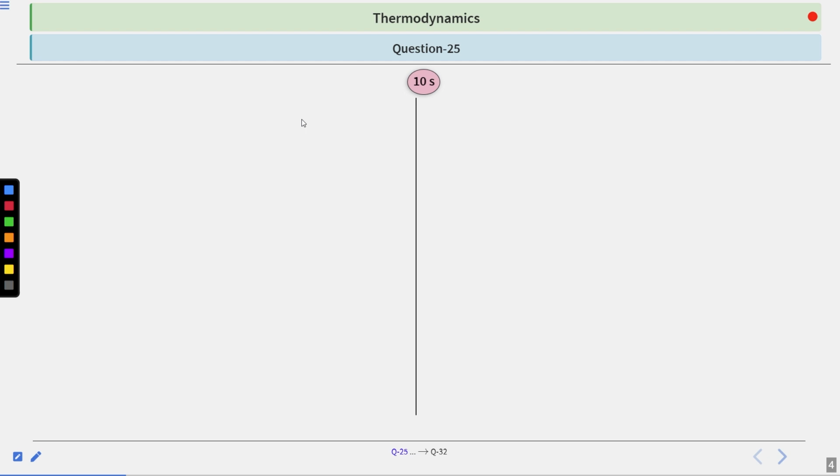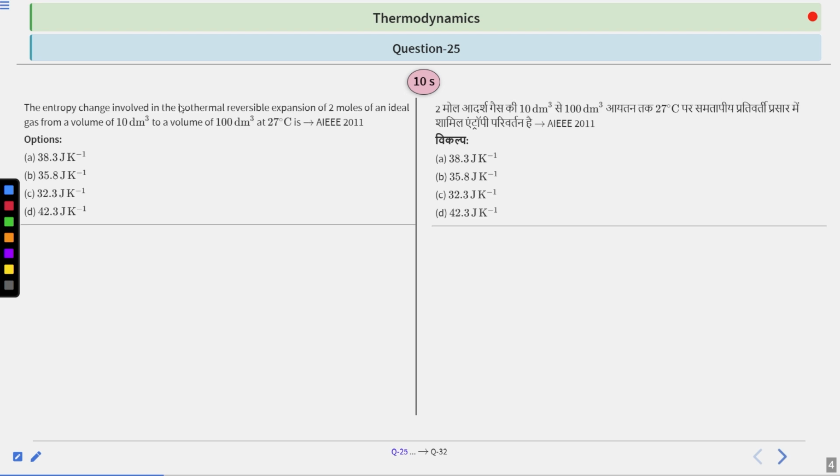Starting from question number 25. Question number 25 says that the entropy change involved in the isothermal expansion of 2 moles of an ideal gas from a volume of 10 decimeter cube to 100 decimeter cube at 27 degrees Celsius is. Your options are A 38.3 joule per Kelvin, B 35.8 joule per Kelvin, C 32.3 joule per Kelvin, and D 42.3 joule per Kelvin. The keyword for this question is that the process is going on isothermally and there is a volume change only.